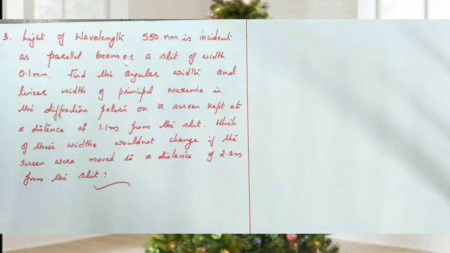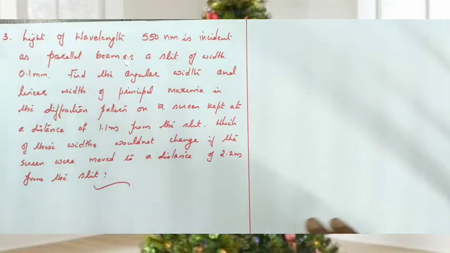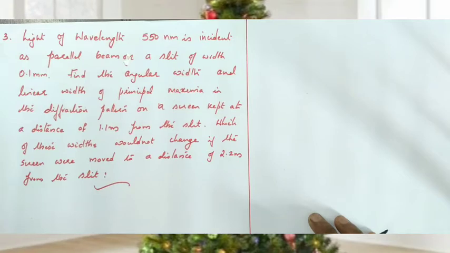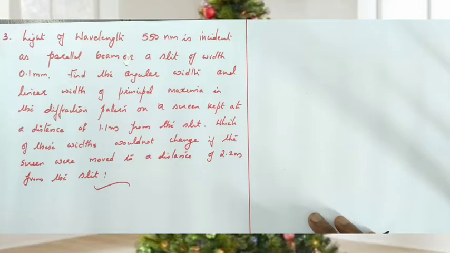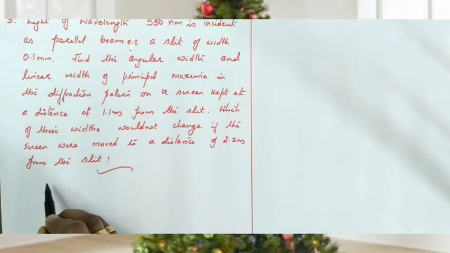Now, move on to the third question. Light of wavelength 550 nanometer is incident as a parallel beam on a slit of width 0.1 millimeter. Find the angular width and linear width of the principal maxima in the diffraction pattern on a screen kept at a distance of 1.1 meter from the slit. Which of these widths would not change if the screen were moved to a distance of 2.2 meter from the slit? So, what are the values given?